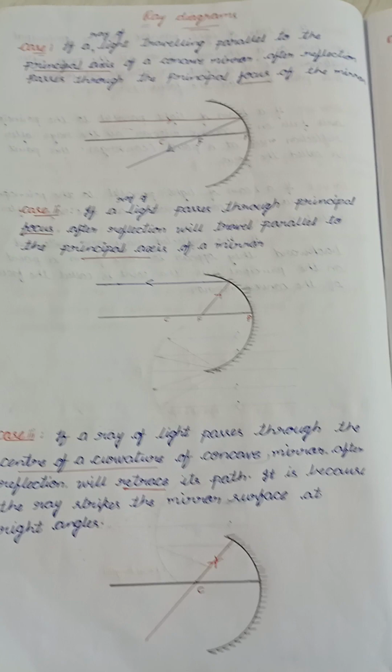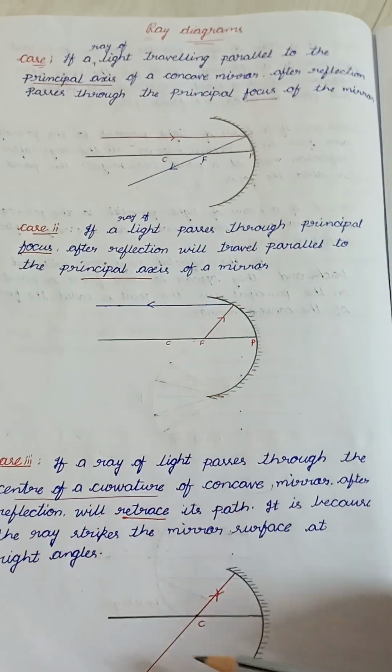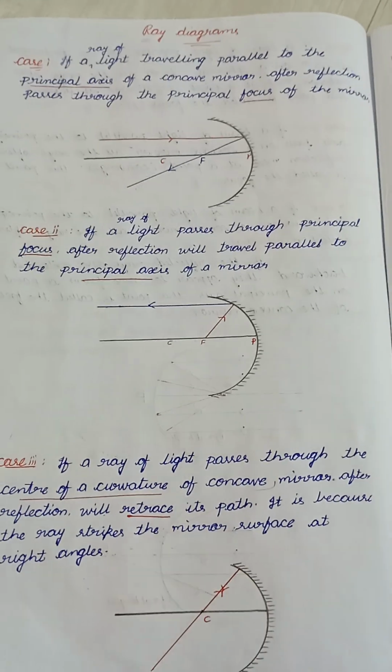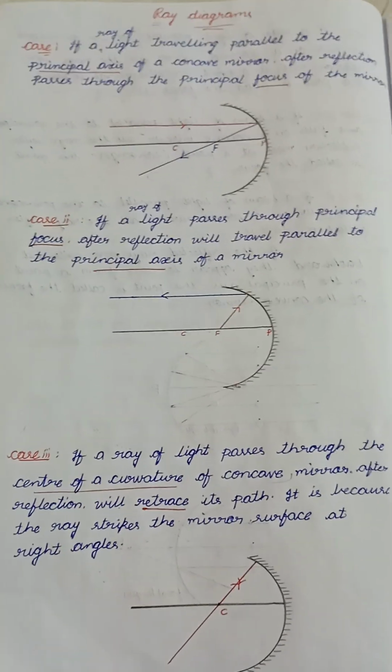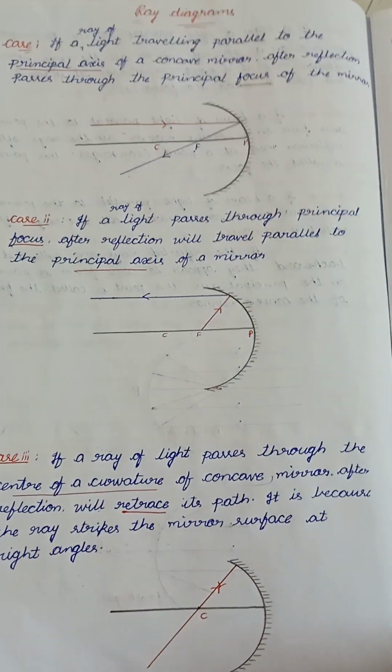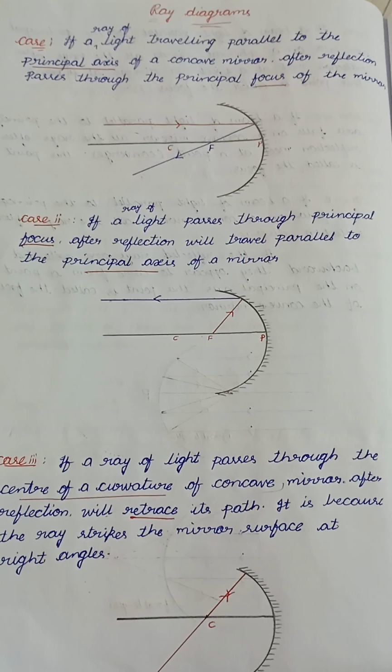For drawing the ray diagrams, we need to take any two from these three. As we know, for the image we need two light rays, right? For that, from these three cases, we need to take any two.